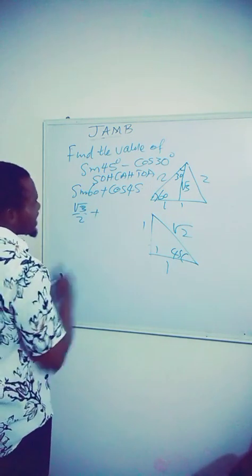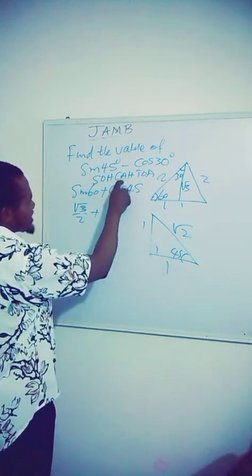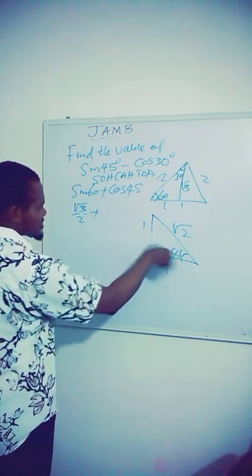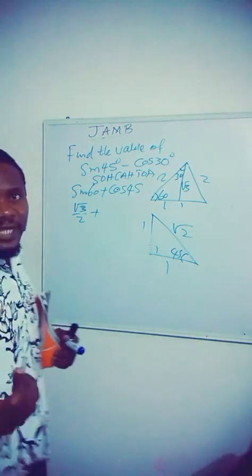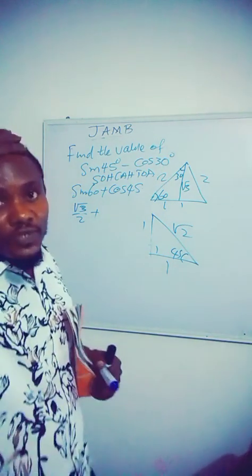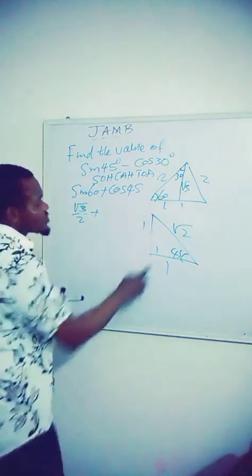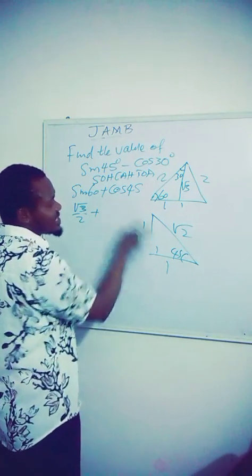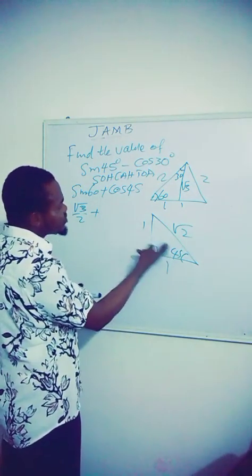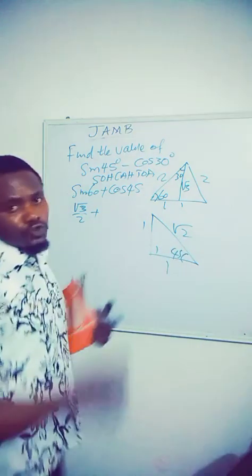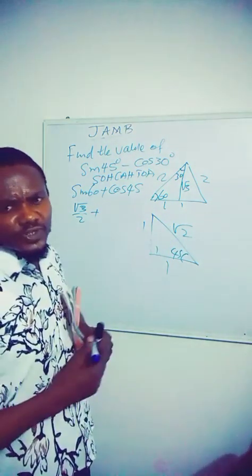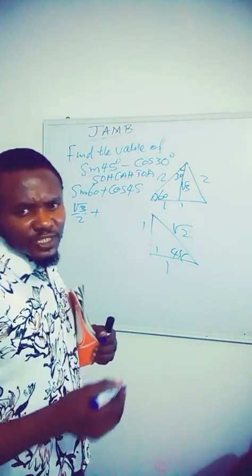Plus cos 45. This is 45, adjacent over hypotenuse. You see now? This is why cos 45 is the same thing as sine 45. Sine 45 will give you 1 over root 2. Cos 45 will give you 1 over root 2. If you press your calculator, you get the same result.